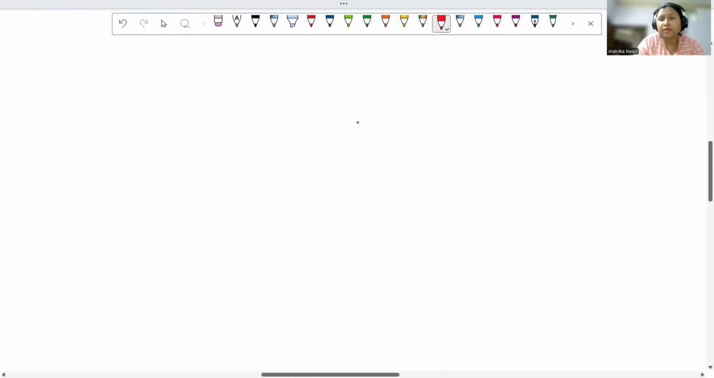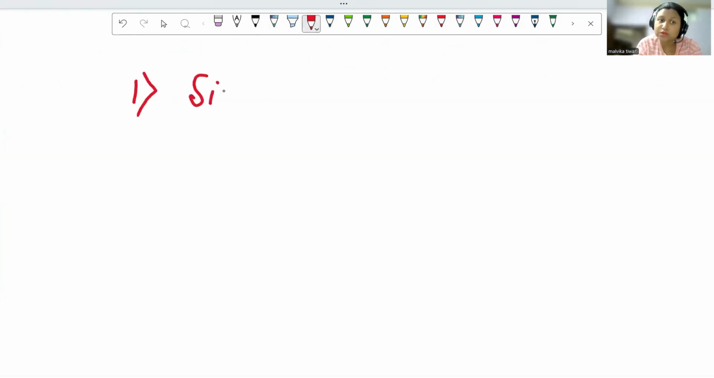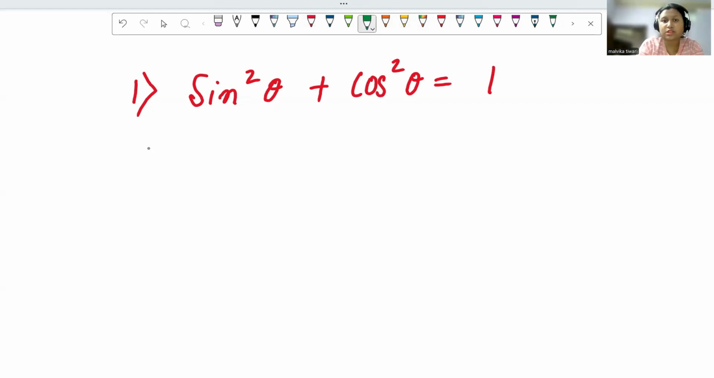Okay, now coming to their formulas or the relationship. So the first and very important relationship is between sine theta and cos theta, where we have sine square theta plus cos square theta equals to 1. This is our first and foremost very important ratio.